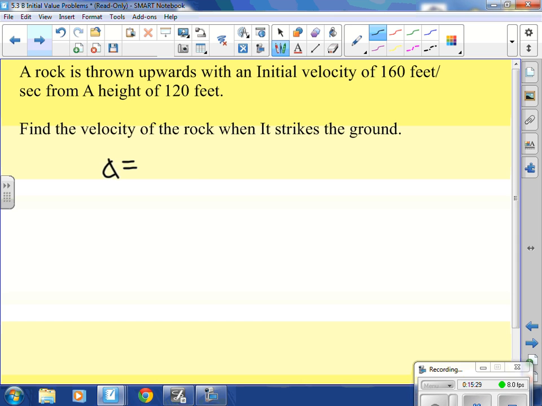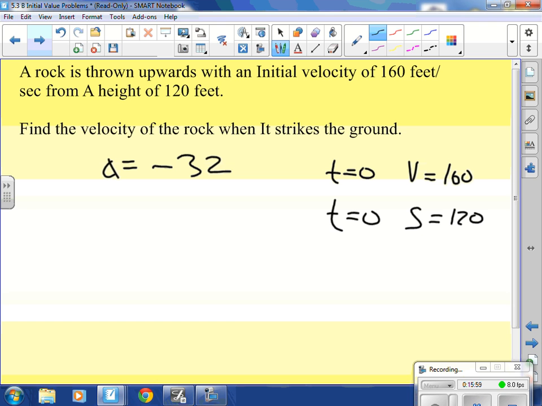All right, well, I'll tell you then. Negative 32 feet per second squared. Okay, now here's what it says in the problem. It says a rock is thrown upward with an initial velocity of 160 feet. When time equals 0, the velocity is 160 feet per second. It also says when time equals 0, the position is 120. If I apply my technique here, I can actually create the function that tells me the height at any given time.